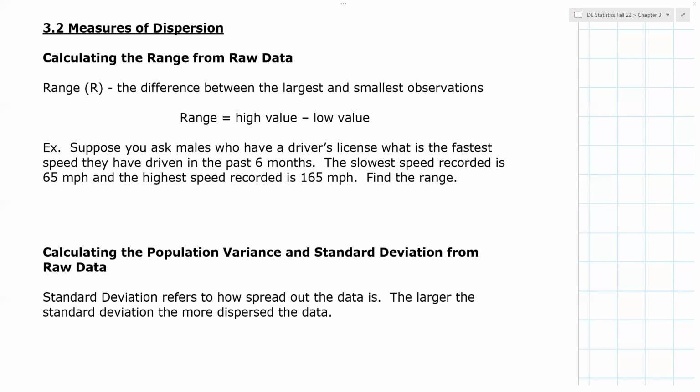That is simply the maximum number minus the minimum number, and that gives us the range of our data.